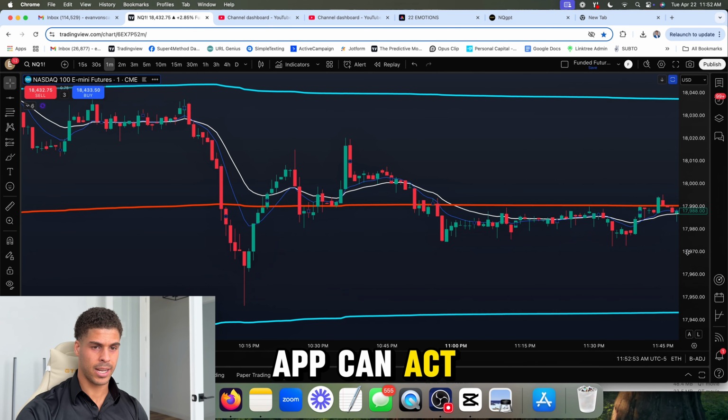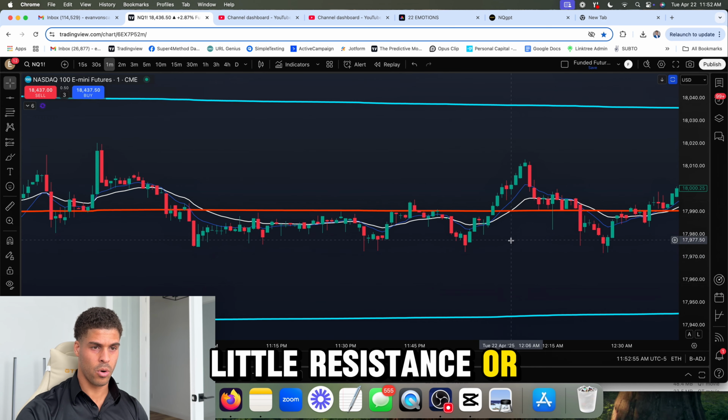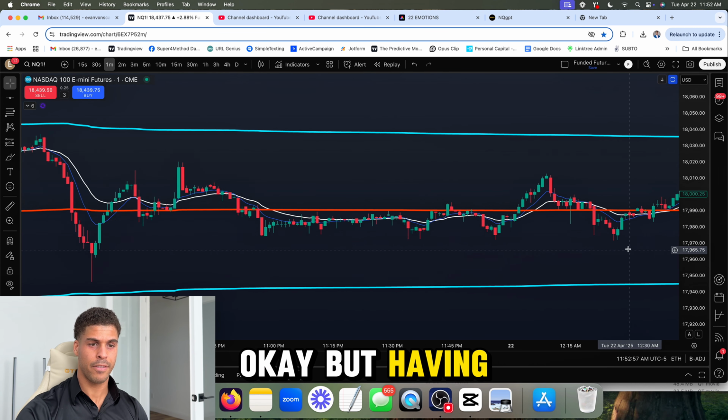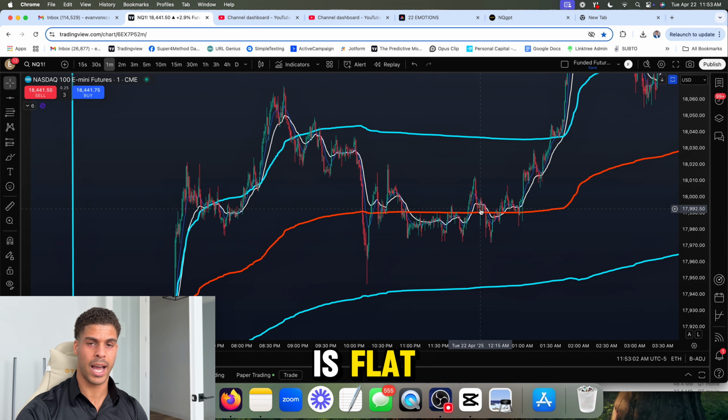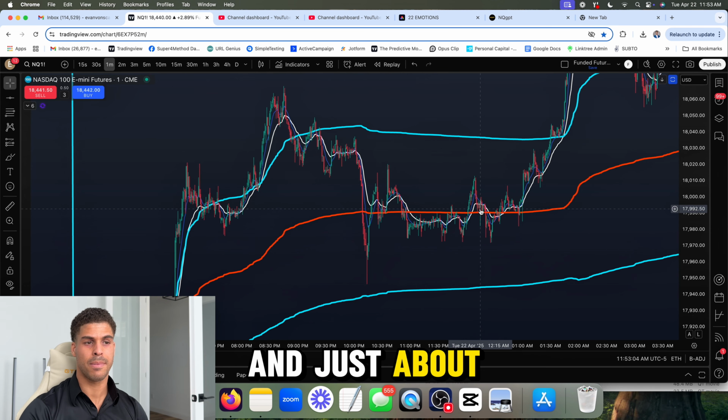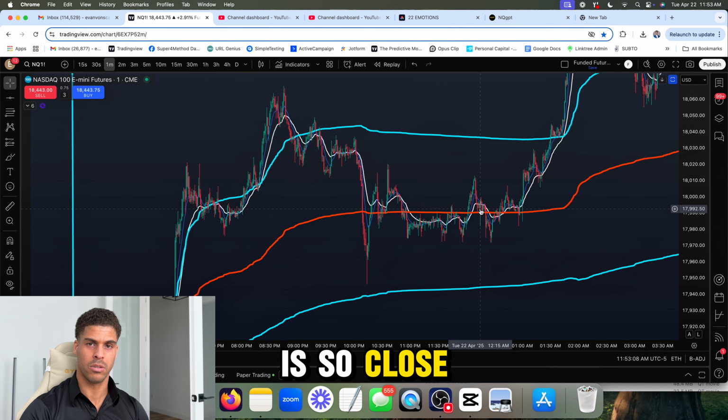Other times, VWAP can act as a nice little resistance or a support, okay? But having VWAP on the chart does give you a little bit more context as to what's going on. And if VWAP is flat, you know you have a flat market. And just about any trade you get into has the potential to turn around on you at any point because VWAP is so close. So keep that in mind.